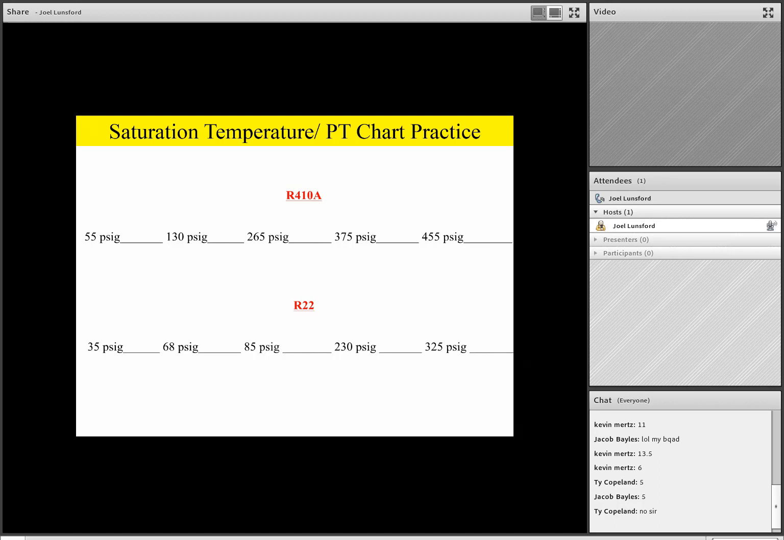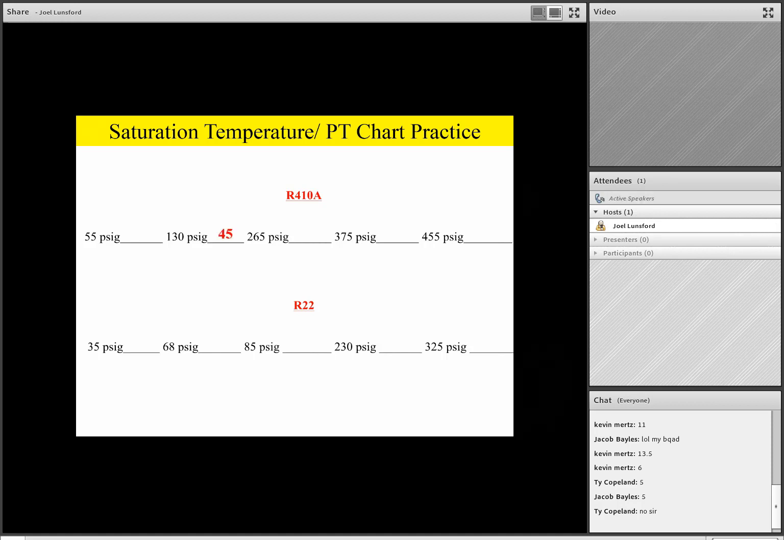So we'll notice at 55 pounds of pressure, 55 psig, on the 410A chart, please find the pressure temperature conversion off the chart. It should be 5 degrees. Let's do another one. At 130 psig, R410A, what's the pressure temperature conversion?